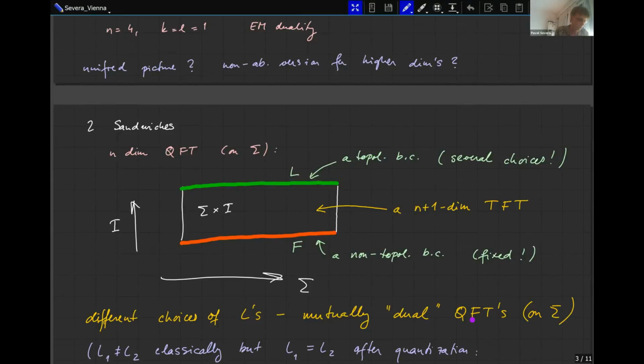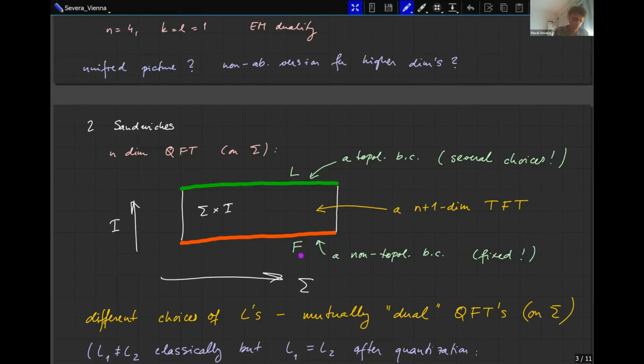So what we do is construct an n-dimensional quantum field theory, on some n-dimensional Sigma, let's say. The way we do it is that we multiply Sigma with a unit interval, and we also pick up a topological field theory, an n+1 dimensional topological field theory, and we put it on this now n+1 dimensional manifold, Sigma times interval. But this has two boundary components, so we need to specify boundary conditions.